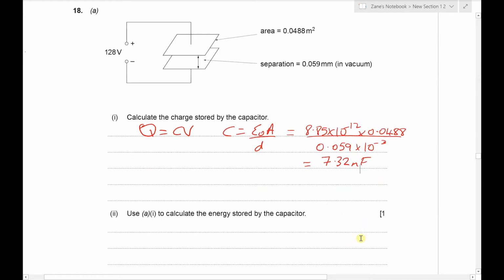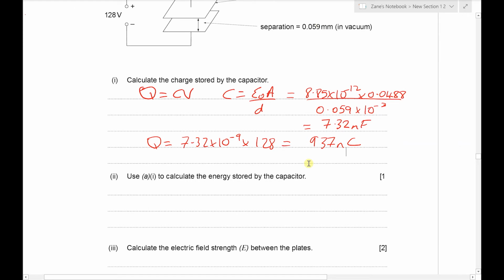Now we can calculate the charge stored. Charge stored is the capacitance, 7.32 times 10 to the minus 9, times 128 volts, potential difference. And that will give us 9.4 times 10 to the minus 7 coulombs, or if you like, about 937 nanocoulombs. Yeah, it's the charge that we wanted there.